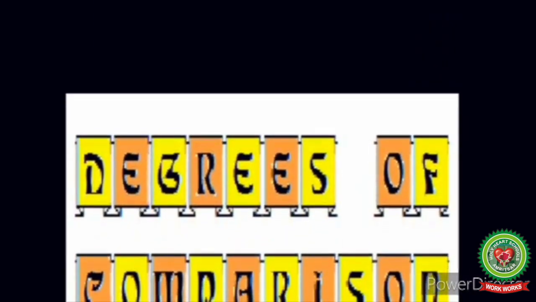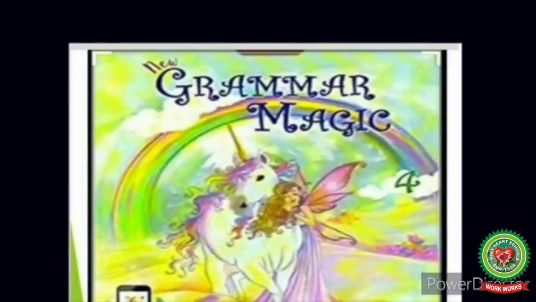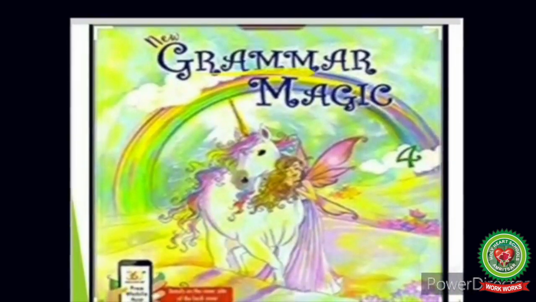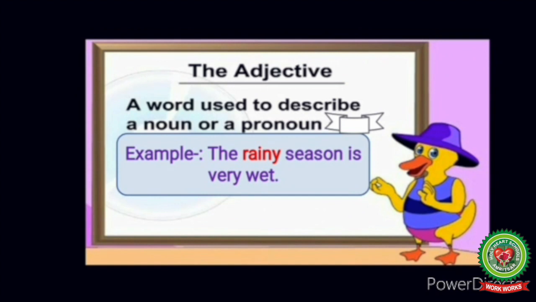Today we are going to discuss the chapter Degrees of Comparison from your book New Grammar Magic. But before proceeding further, we will recapitulate what are adjectives. An adjective is a word that is used to describe a noun or a pronoun.